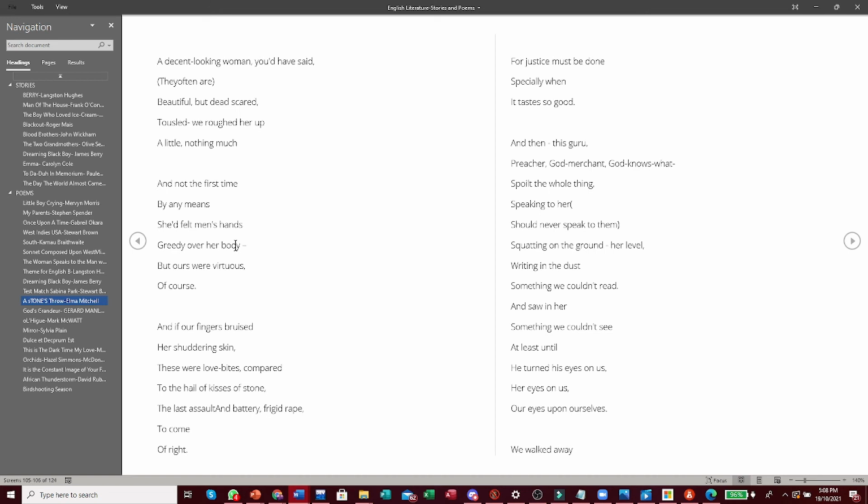While they were taking her away, they probably were touching her and carrying her. And not the first time by any means that she felt men's hands greedy of her body, but ours were virtuous, of course. What that's saying basically is that they're so driven to kill her that they got their hands all over her. But they're saying that we got our hands all over her, but we are justified.